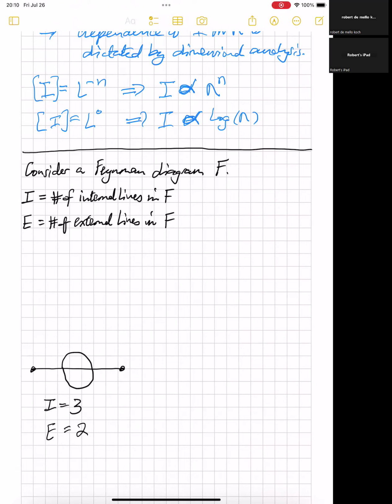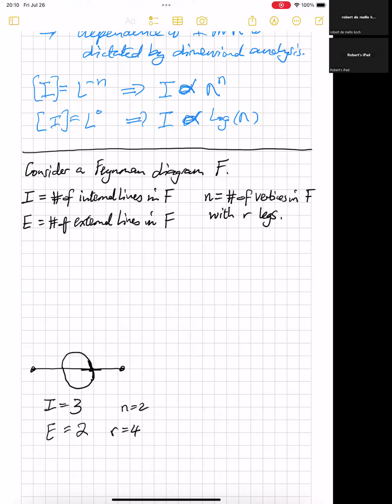Okay, and then we could denote by n the number of vertices in F. And here n is equal to 2. Now we're going to be slightly more general. Let's say the number of vertices in F with R legs. So for this particular example, R is 4. Each vertex has 4 legs connecting to it. But in general, we could consider phi R.